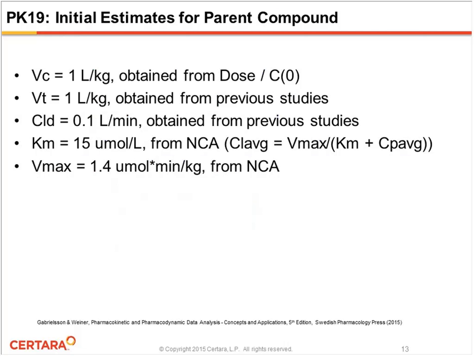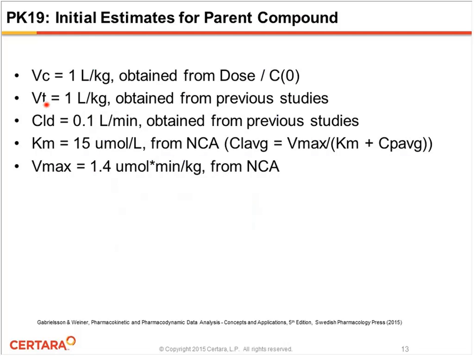Okay. So we start by modeling the parent compound alone. This way we can have good confident estimates for the parent compound. And how were these derived? Well, according to the Gabrielsson and Weiner reference, the volume of the central compartment, the initial estimate is 1 liter per kilogram, and that's obtained from the administered dose divided by the concentration at time 0.